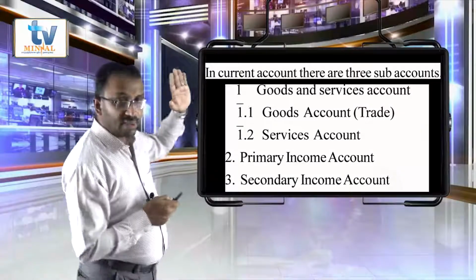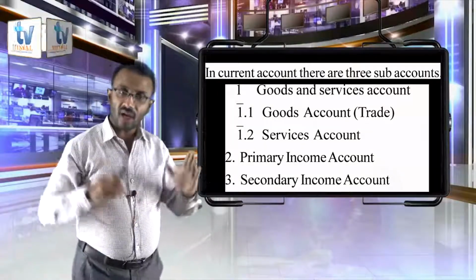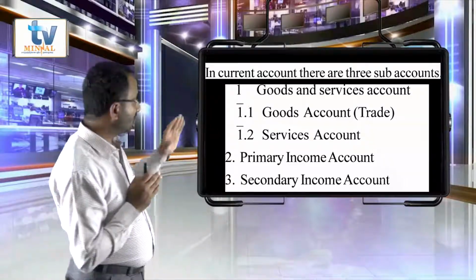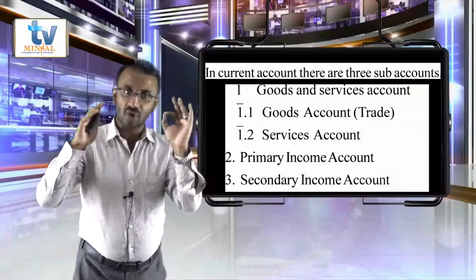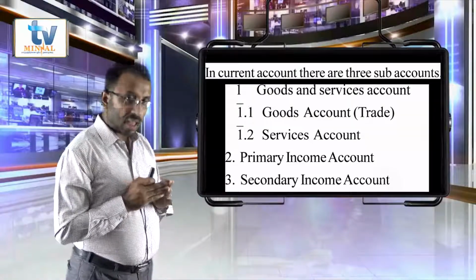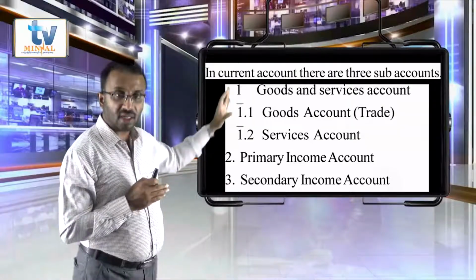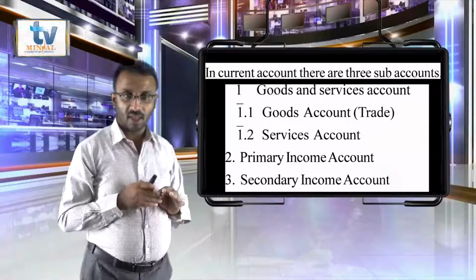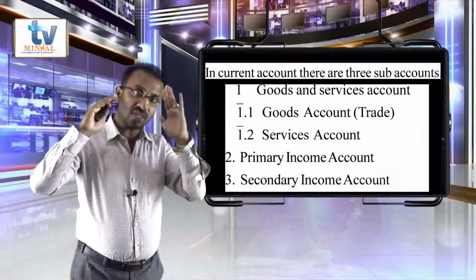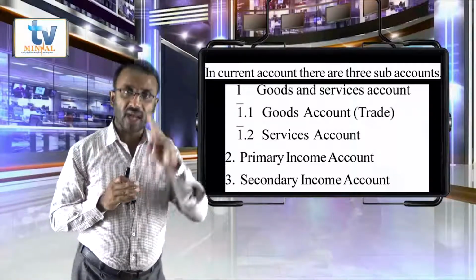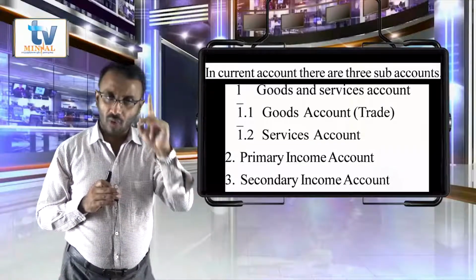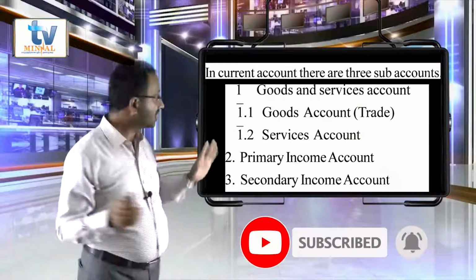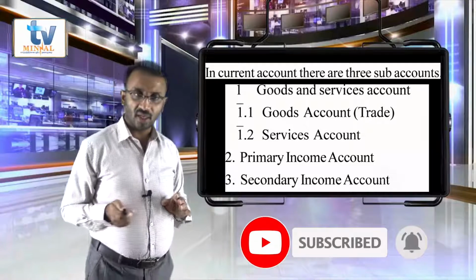When we talk about this current account, there are 3 sub accounts. First one, goods and services account. Second one, primary income account. Third one, secondary income account. Under this goods and services account, it can be divided into 2. One will be goods account, another one will be service account.